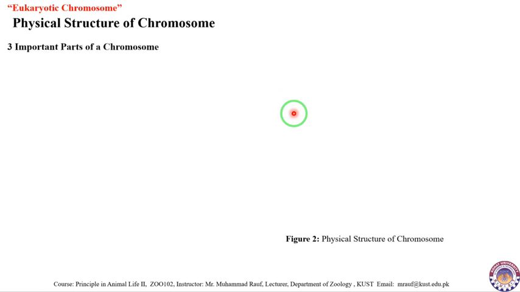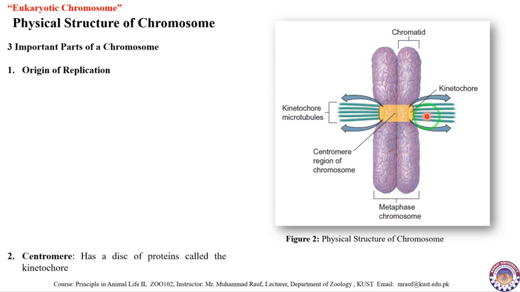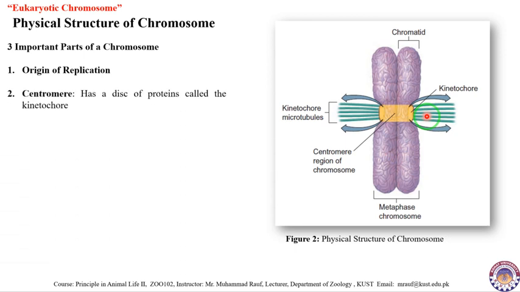Now, physical structure of chromosome. The physical structure of chromosome is here on the right side of your picture. You can see there are three important parts. First is origin of replication. Origin of replication is a site where the replication of the chromosome starts. The DNA also has its origin of replication, and the chromosome has its own origin of replication where its replication begins. Second is centromere.